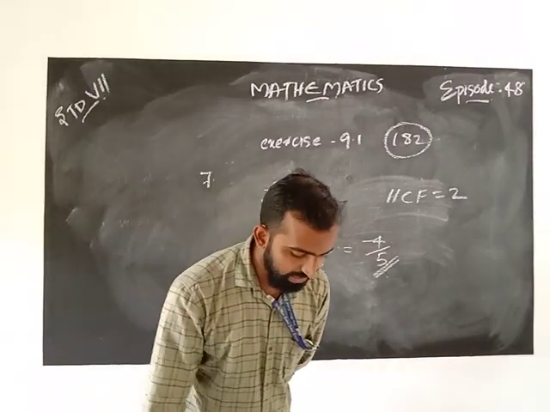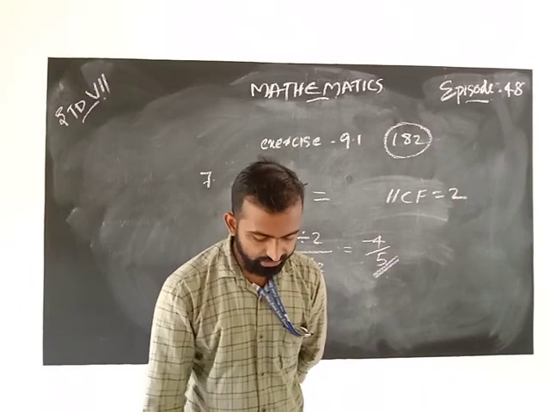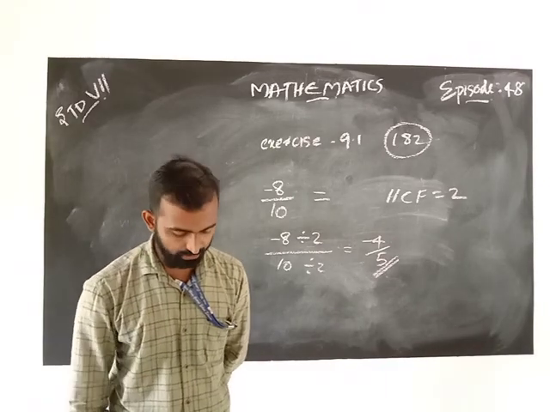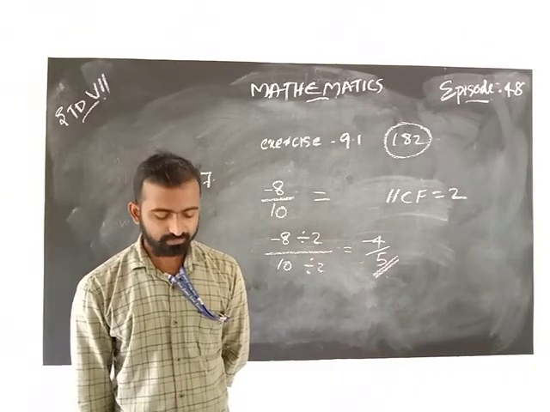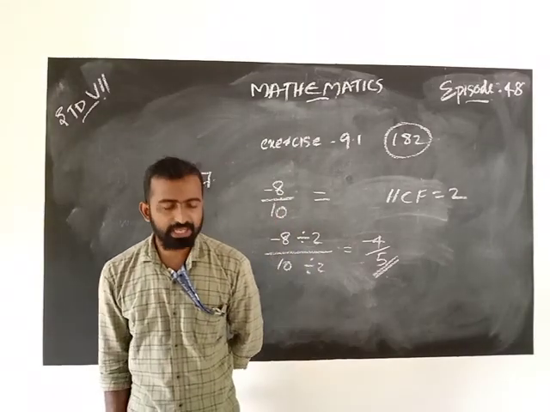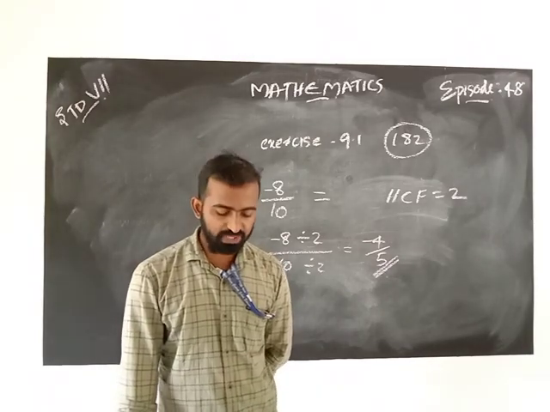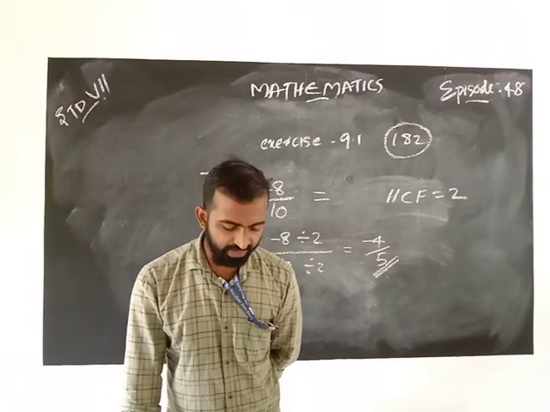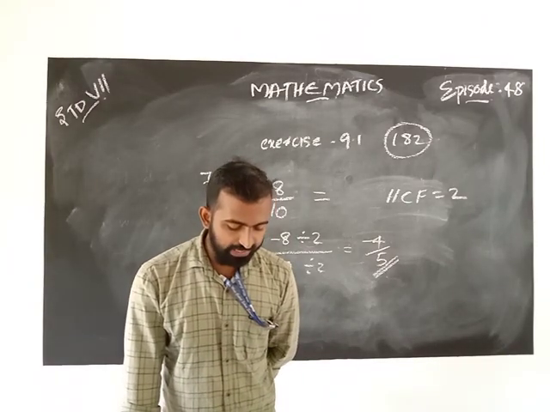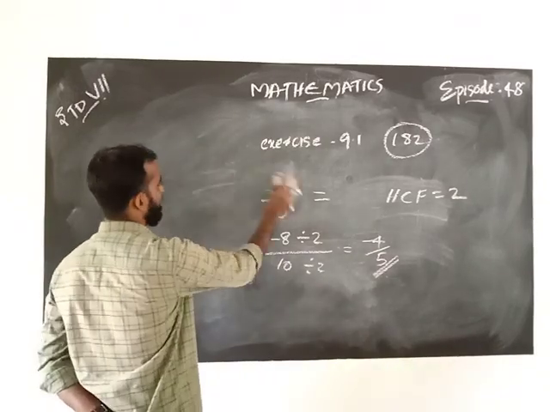And the next question is: fill in the boxes with the correct symbol of greater than, less than or equal to. What is the question? The first one is negative 5 by 7 and 2 by 3. Eighth question.